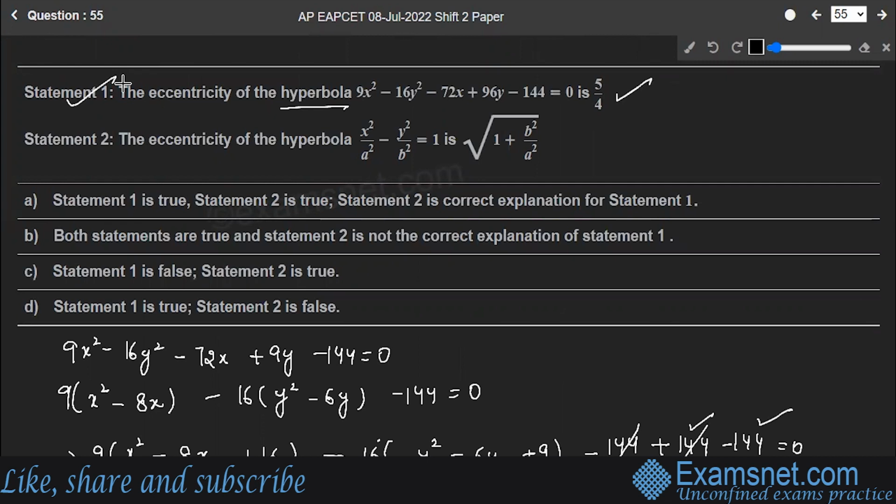Also, the eccentricity of this hyperbola, which is x square upon a square minus y square upon b square is equal to 1, is given by this equation. This is also correct. So both the statements are correct. Statement 1 and statement 2 are true, and statement 2 is the correct explanation for statement 1. That means we have option A as our answer. Hope you're clear with this one.